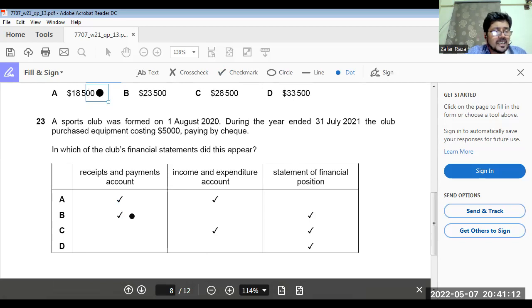Okay. This non-current asset never appears in the income and expenditure account. Only depreciation of this equipment will appear in the income and expenditure account. Be careful about that. Okay, so the answer is option B.